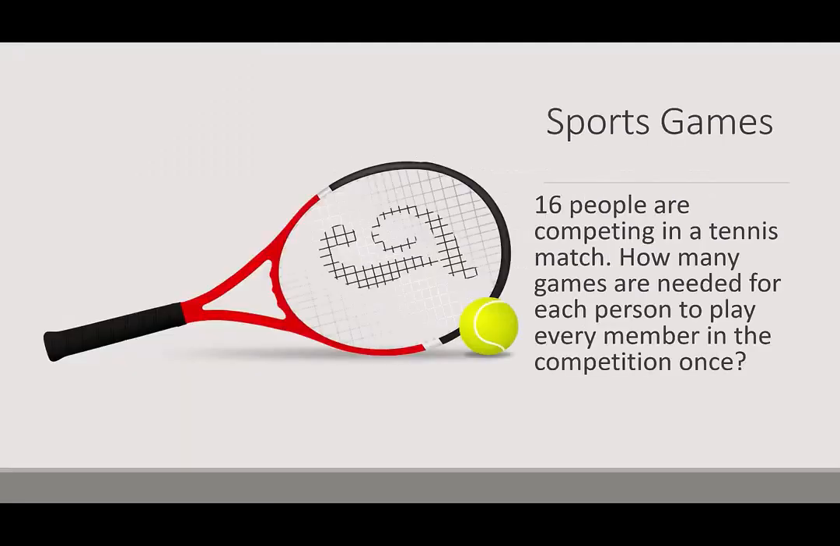So this time, we have that 16 people are competing in a tennis match. How many games are needed for each person to play every member in the competition once? We're doing a combination of 16 choose 2 because it doesn't matter who we pick first when we pair people up. Think about when 2 teams play each other. If the Bucks play the Colts, or the Colts play the Bucks, it's the same one game, so order doesn't matter.